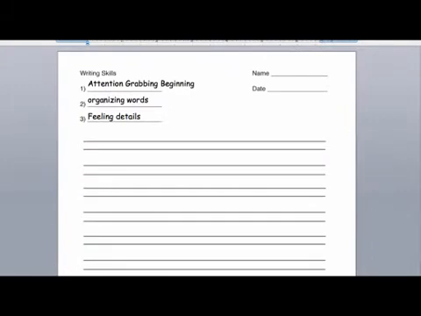Take a piece of the class writing paper and write down your name and date. In the section for writing skills, write attention-grabbing beginning, organizing words, details of feelings.